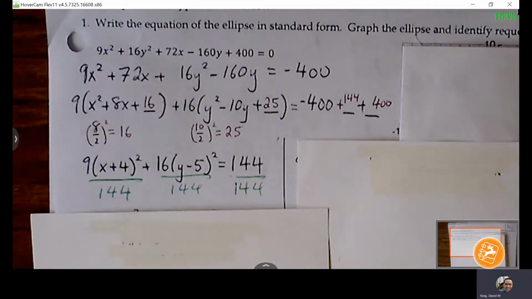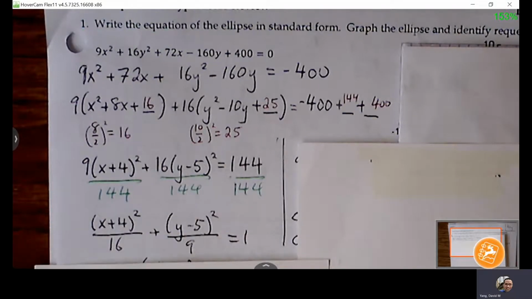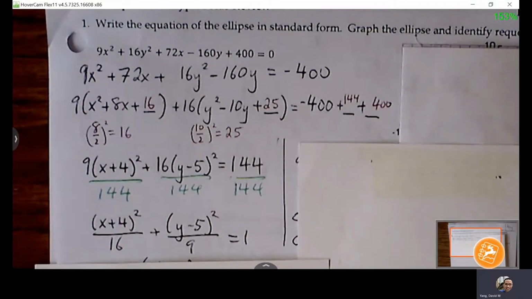Okay, reduce between 9 and 144, reduce between 16 and 144 to get a clean value below the x and below the y so you can identify your a and b values. Remember with ellipses, your a value is the larger, right? a is the larger one.